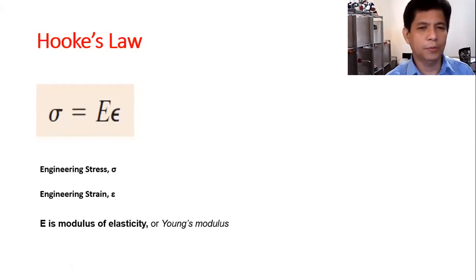Okay, so if you still remember, we can relate engineering stress at saka engineering strain by using the Hooke's law. So, Hooke's law, yung relationship ng engineering stress at saka engineering strain, E is known as the modulus of elasticity or the Young's modulus. So, remember this? Modulus of elasticity or Young's modulus.